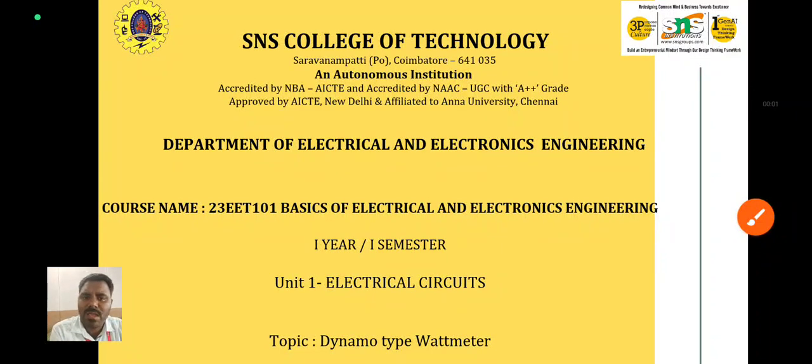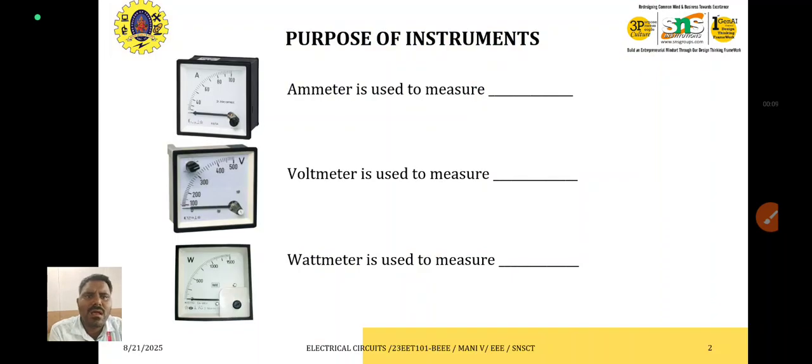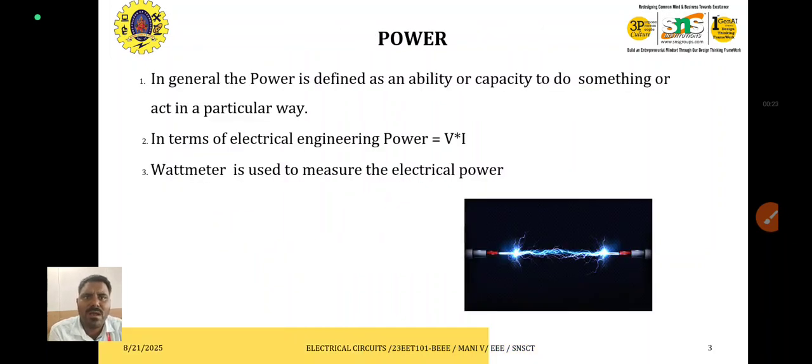Hi everyone, welcome back, and today we are going to see about the Electro Dynamo type wattmeter. So the purpose of the various instruments: the ammeter is used to measure current, the voltmeter is used to measure voltage, and the wattmeter is used to measure power in electrical circuits.